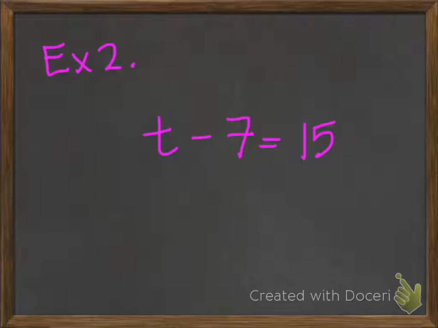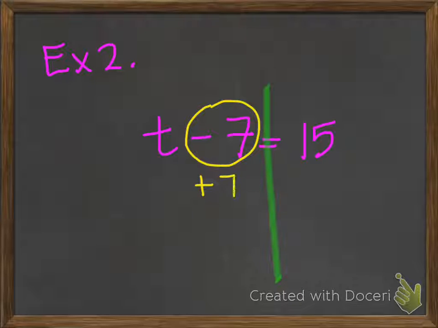Okay, so for example 2, I'm going to take a look at this problem. If I split my equation into a left side and a right side, drawing an imaginary line through the equal sign, I see that on the left side next to the variable t, I am subtracting 7. So the opposite operation of subtraction would be addition, so I would be adding 7 to both sides to solve it.